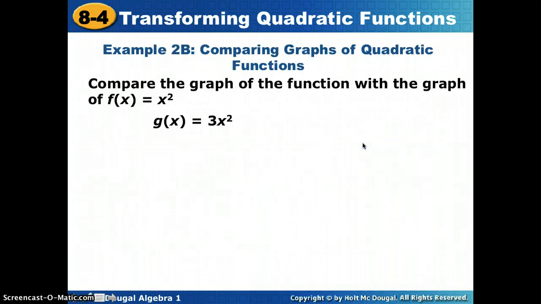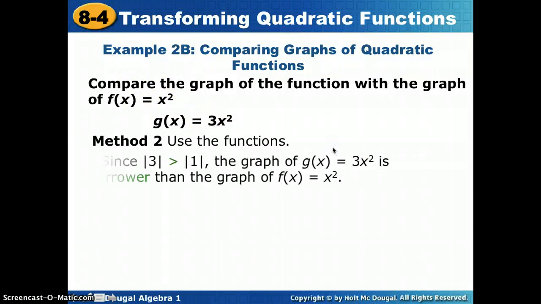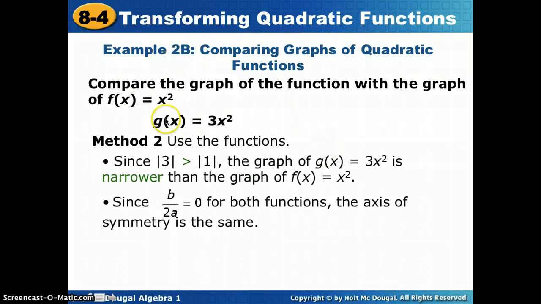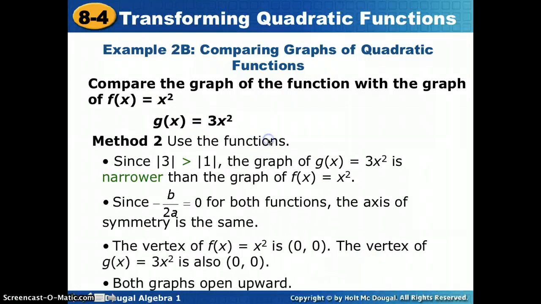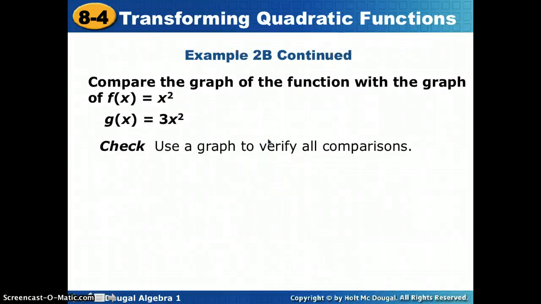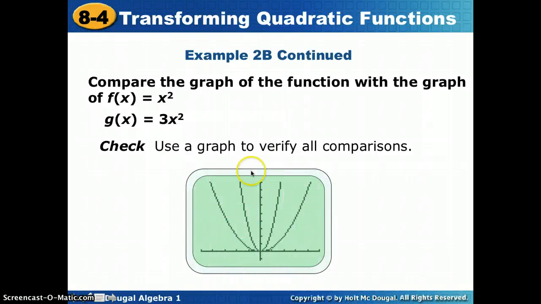So what about this one? When you compare it to the parent function, it's just going to get narrower, because that number in front is going to make it narrow. Now you could do it in the graphing calculator too. Same vertex because there's no C here, but this is the second equation. It gets narrower.